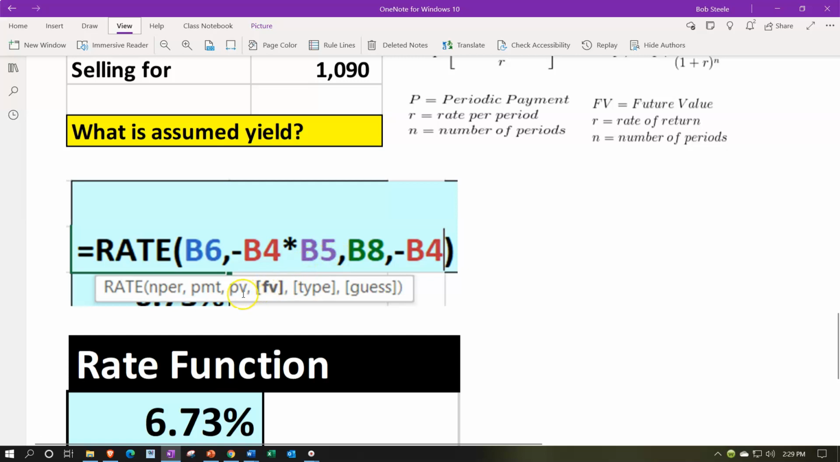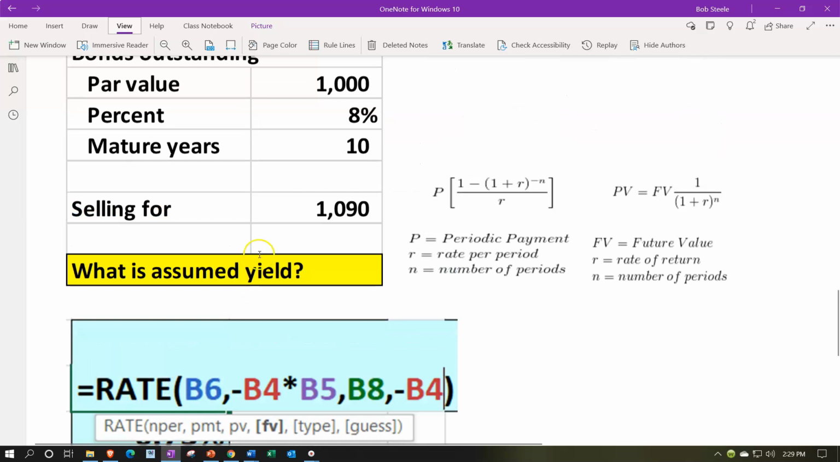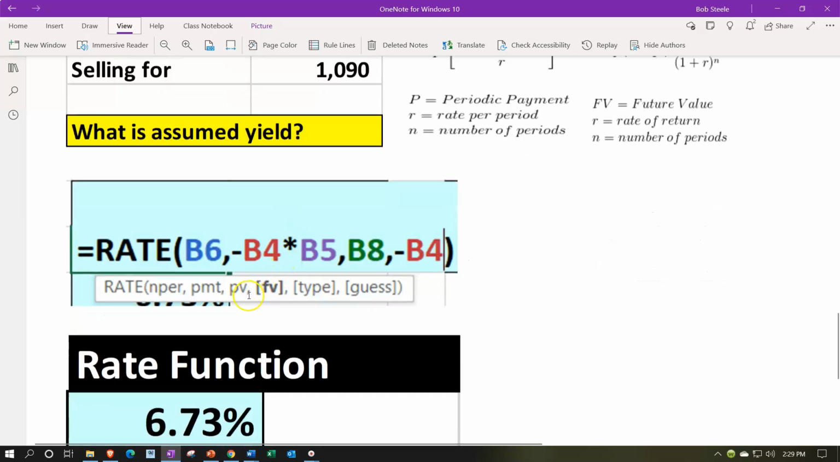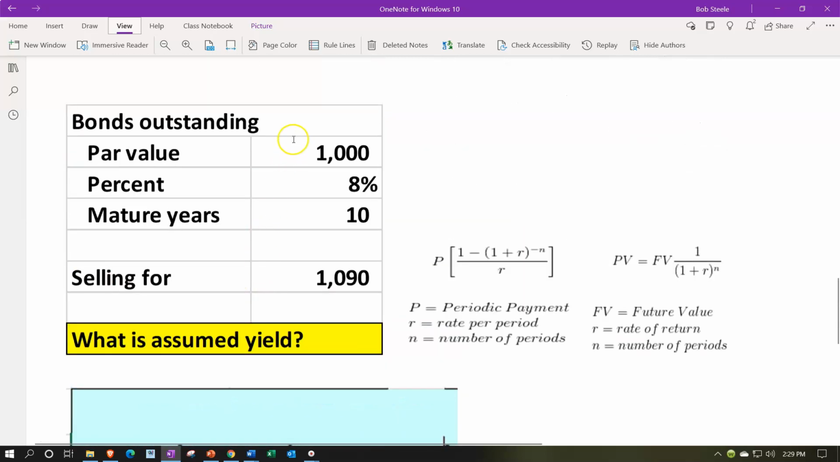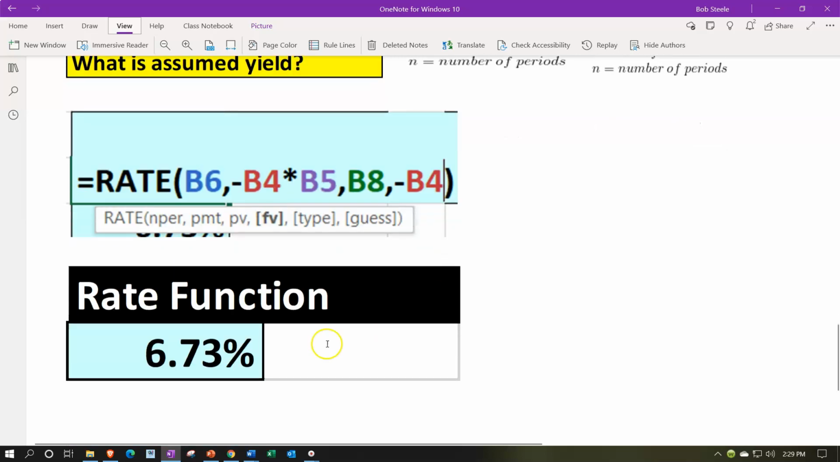And then comma, we've got the present value. The present value then would be the 1,090, because that's the price, which we're assuming is the present value, comma, the future value then is going to be kind of like that future value of one component, which is going to be that 1,000. If you enter that in, and notice that last 1,000 also has a negative in it, then we should get once again to that 6.73.